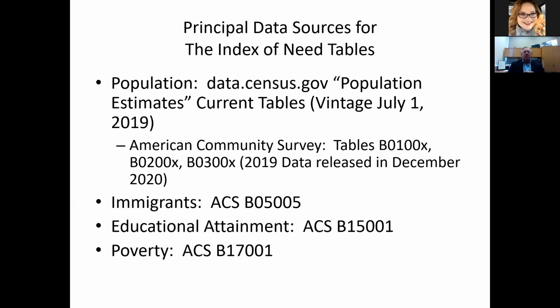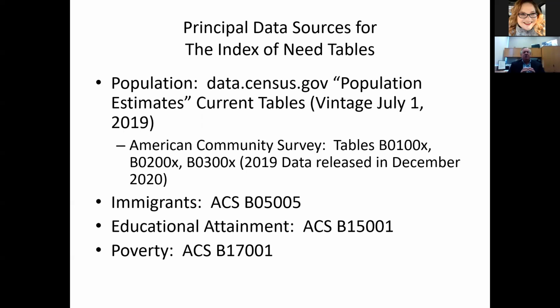The latest edition of that data will be released in December of this year, and that will be as of July 1, 2019. The X is a number that corresponds to an ethnic category, and the table 0300 gives you the Hispanics. Immigrants, we have an ACS table that we use.